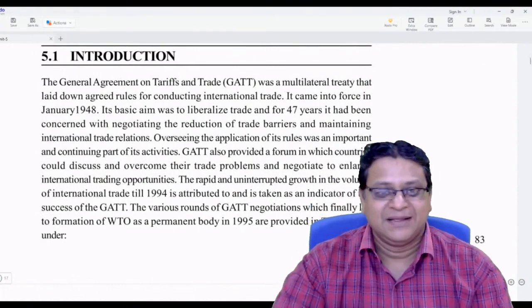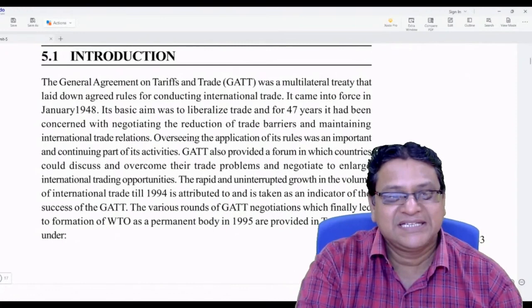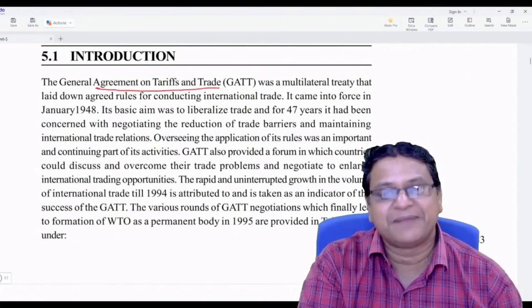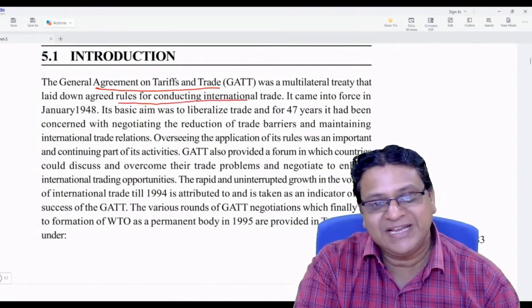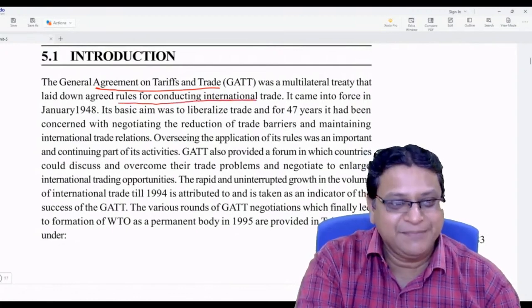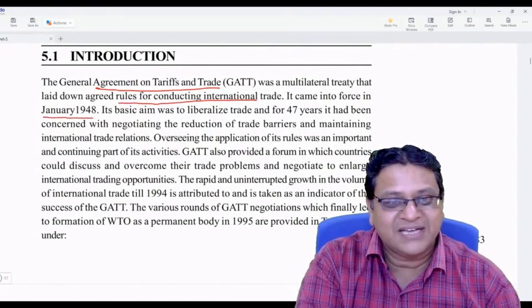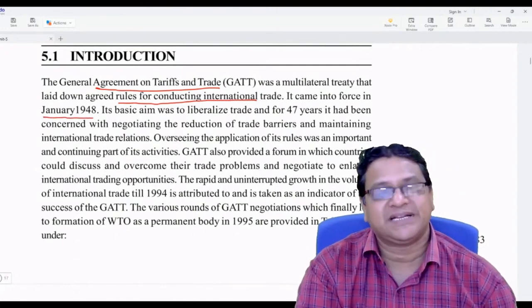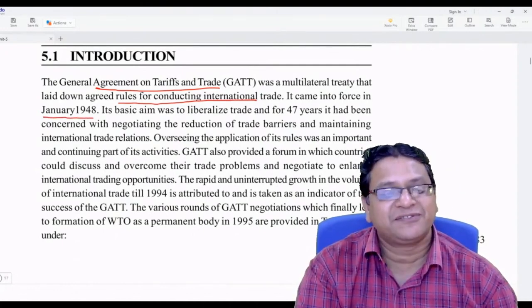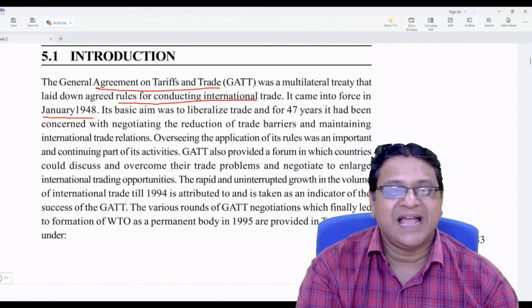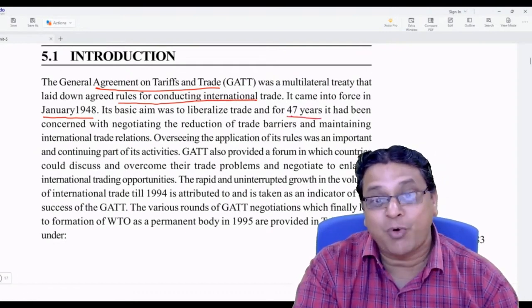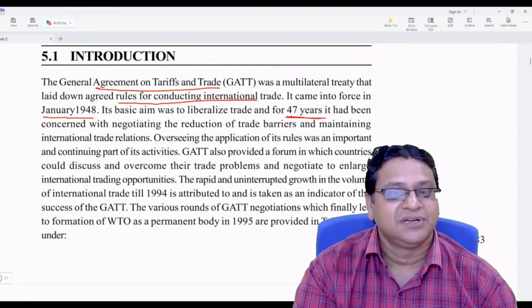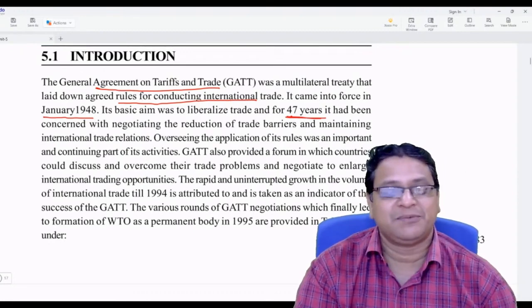So what is GATT? I have discussed GATT is a multilateral agreement and it frames rules for conducting international trade. And it came into existence on 1st January 1948. Four years after Bretton Woods Conference, GATT was formed, and this agreement was prevalent for the next 47 years till WTO was formed.